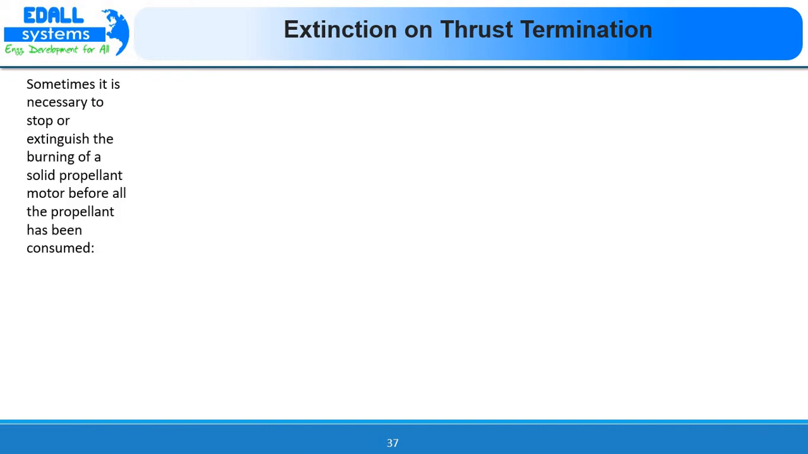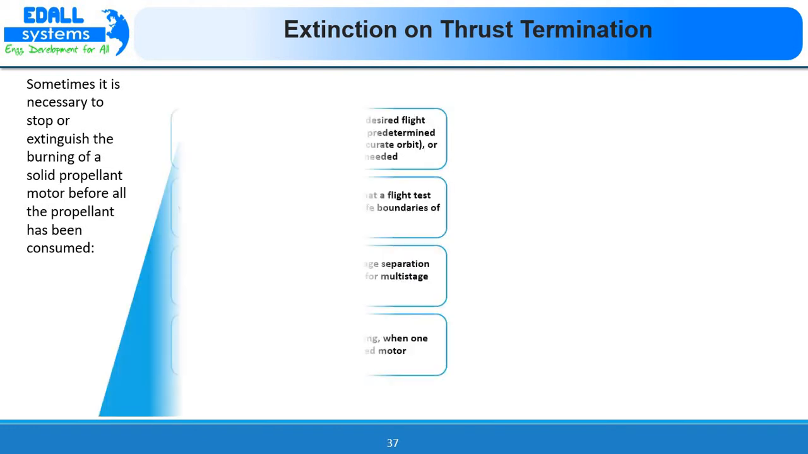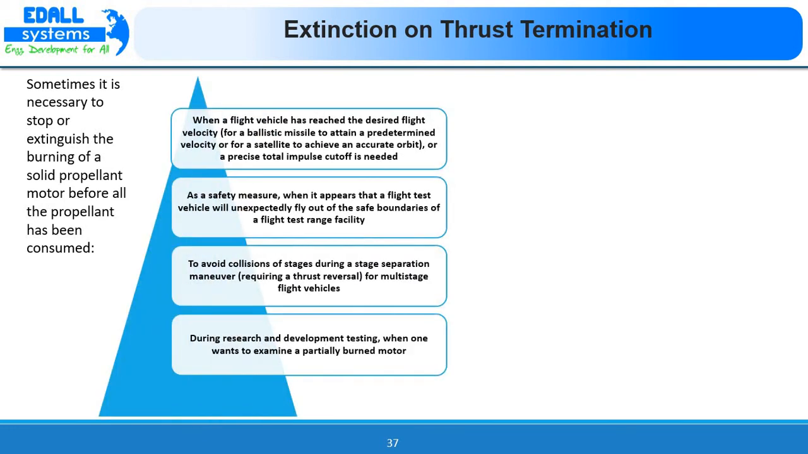Then moving on to the extinction or thrust termination. Sometimes it is necessary to stop or extinguish the burning of a solid propellant motor before all the propellant has been consumed. This is because when a flight vehicle has reached the desired flight velocity, say for a ballistic missile to attain a predetermined velocity, or for a satellite to achieve an accurate orbit, a precise total impulse cutoff is needed.